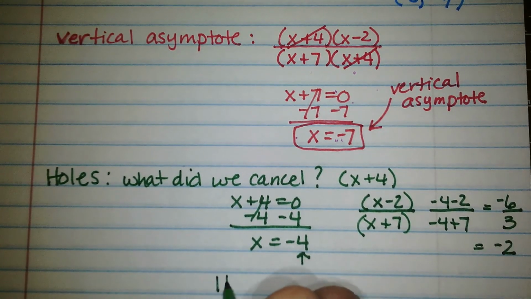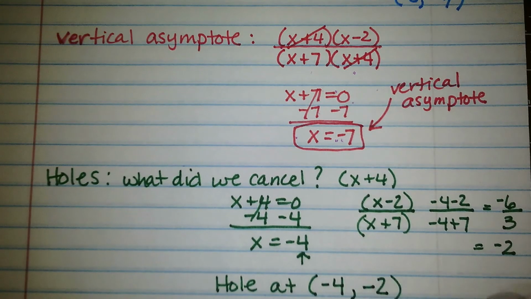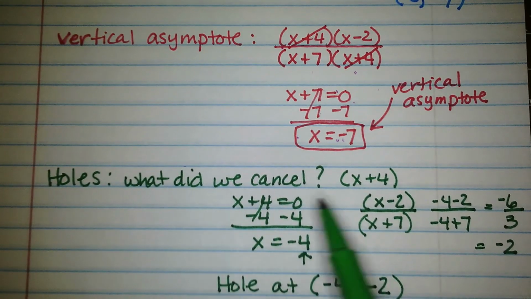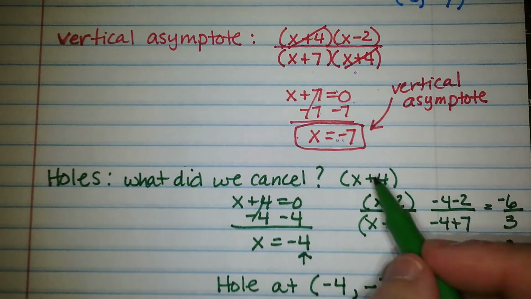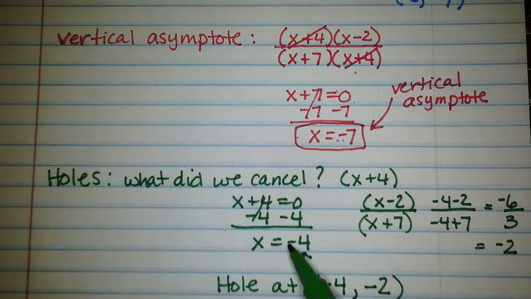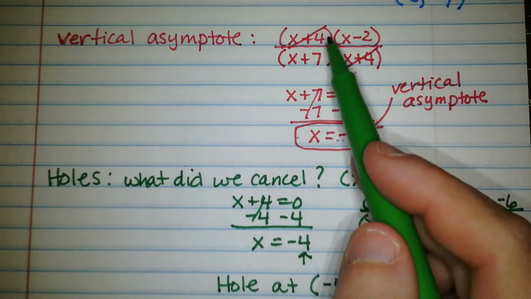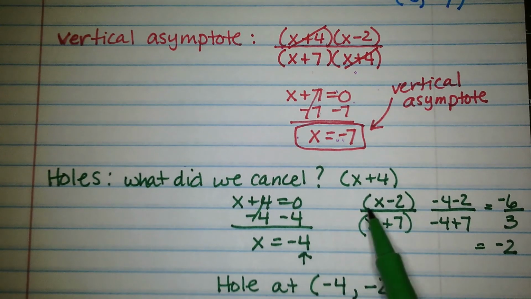So we have a hole at -4, comma, -2. Again, to find the hole, you look at what we canceled. We canceled the x plus 4. So you have to find -4. Then you take whatever's left after you cancel and you plug the -4 back in and simplify if you can. And that's going to be your y coordinate.